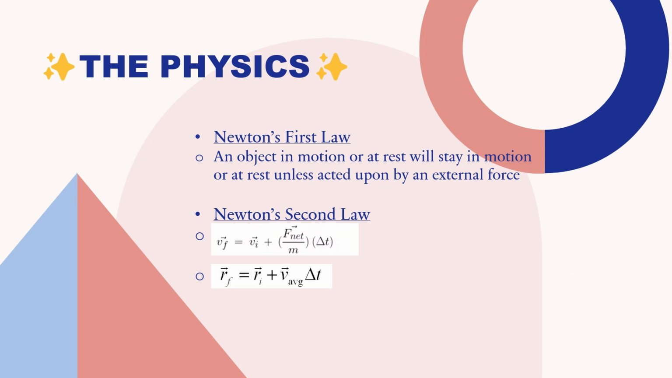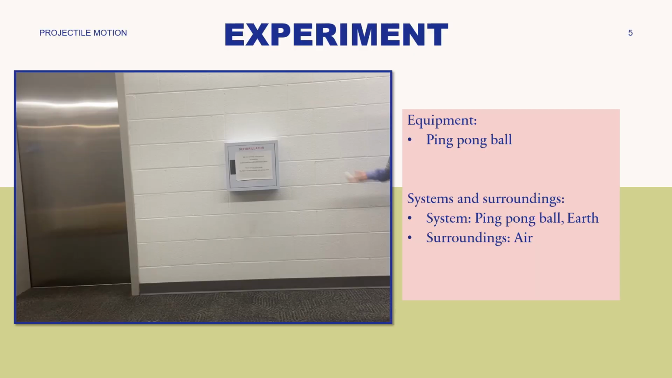We have two main physics principles, Newton's first and second law. Newton's first law states that an object in motion or at rest will stay in motion or at rest unless acted upon by an external force. And Newton's second law, more commonly known as F equals ma, can be rearranged to obtain the velocity update formula and the position update formula.